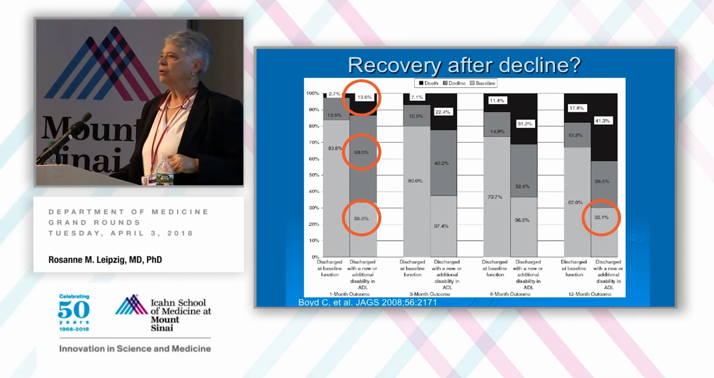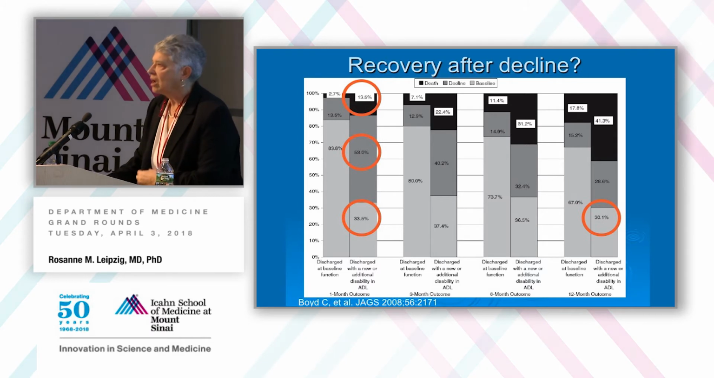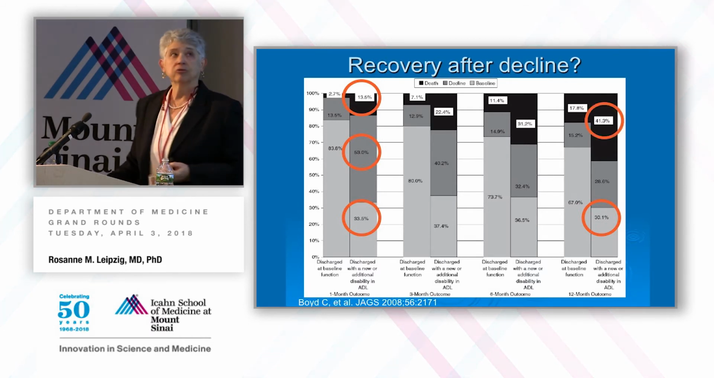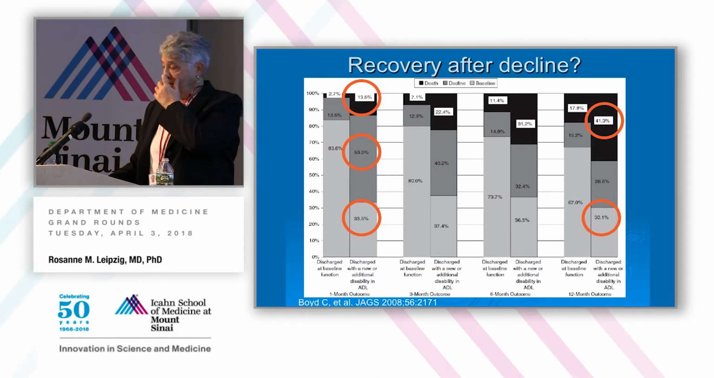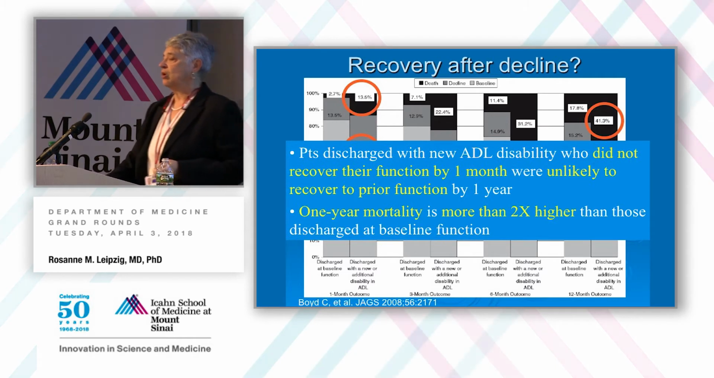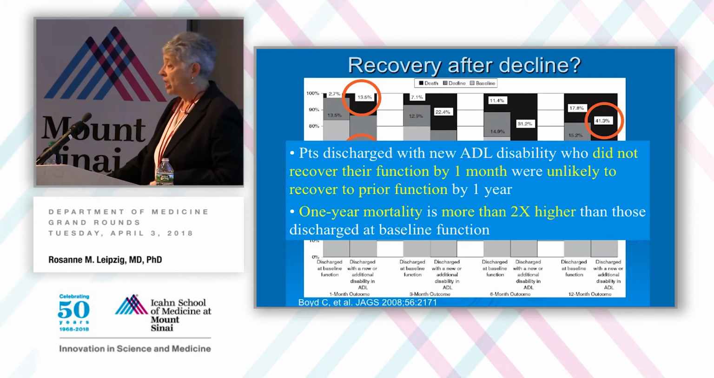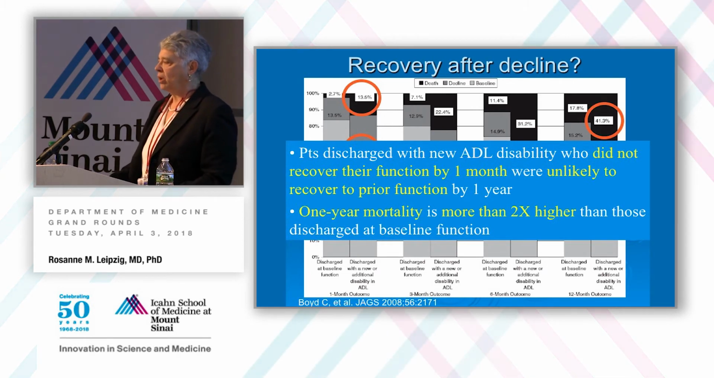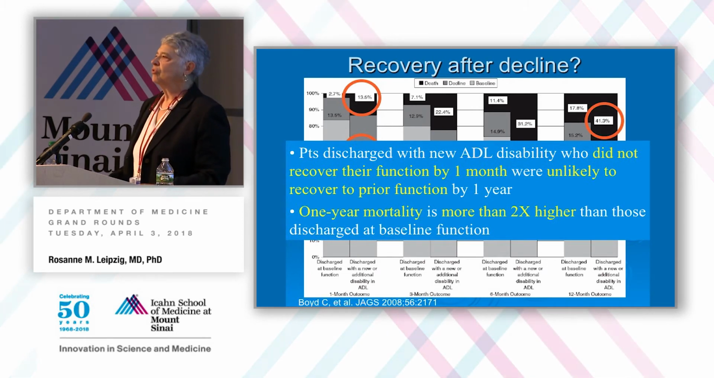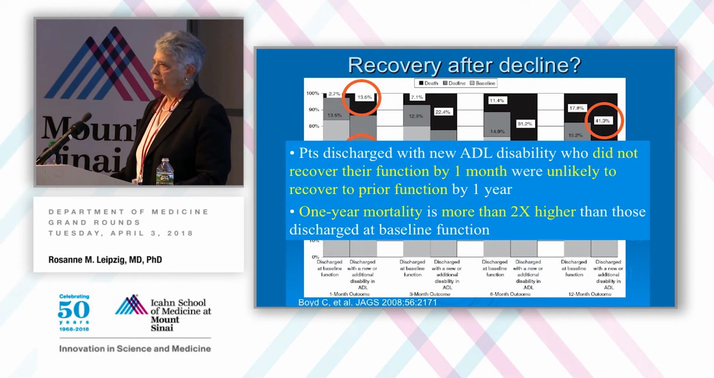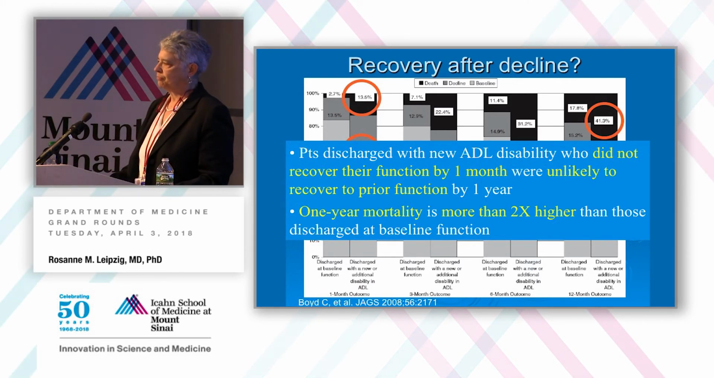At the end of a year, a third have gotten back to baseline, but 40% are dead, okay? So patients discharged with a new ADL disability who didn't recover their function by 1 month are unlikely to recover by 1 year, and the 1-year mortality is quite high. This is stuff that we do in the hospital. We cause these things to happen. Oftentimes it's not because of the disease that they have. It's how we care for our patients.